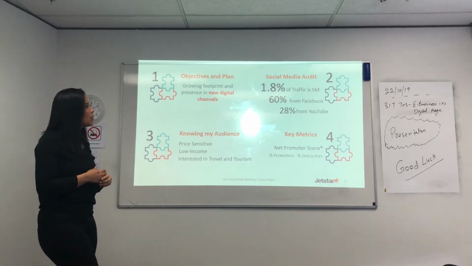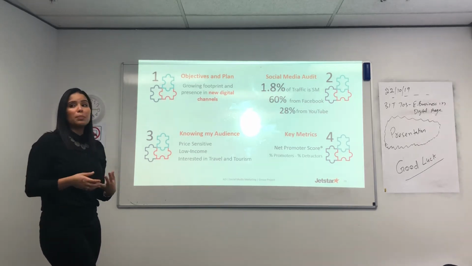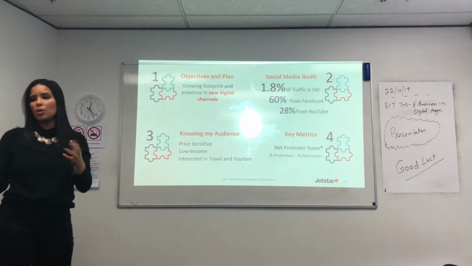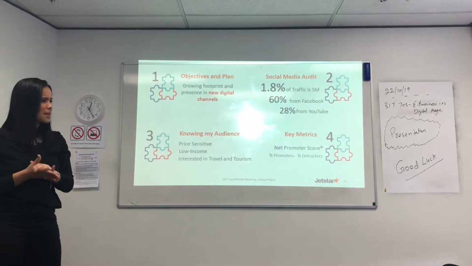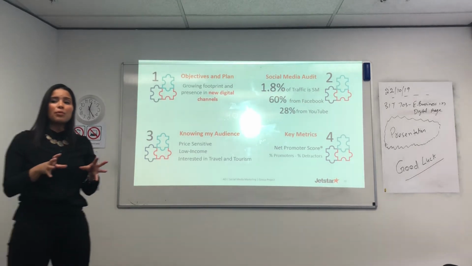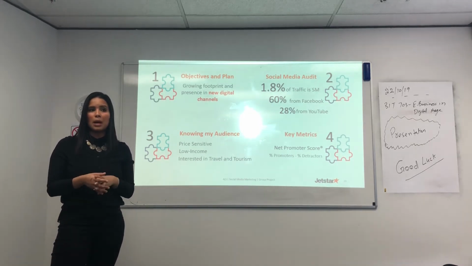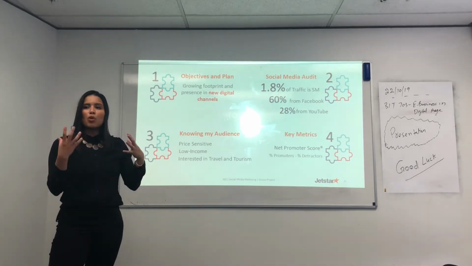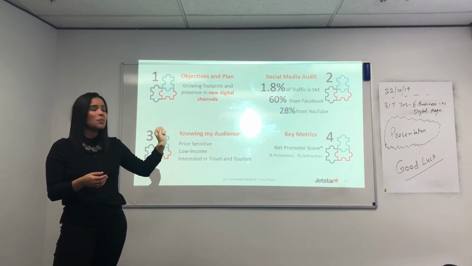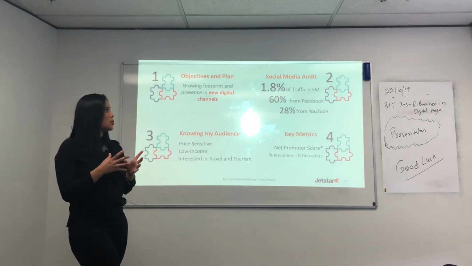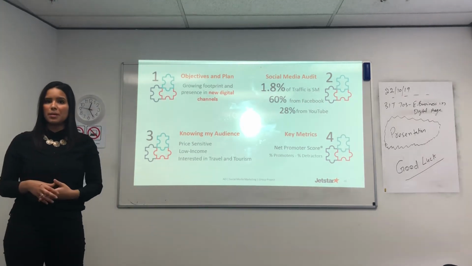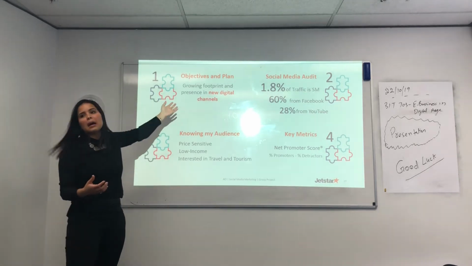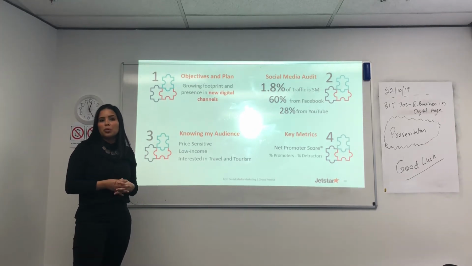The second step is how they have to audit their social media channels. These percentages come from the website Similar Web, which provided us some data about Jetstar traffic. It's not only about the app, it's more about traffic on the website. Here, 1.80% of the traffic comes from social media, which is not a good number, not an impressive number. That's why they have as an objective to increase their footprint in social media channels.